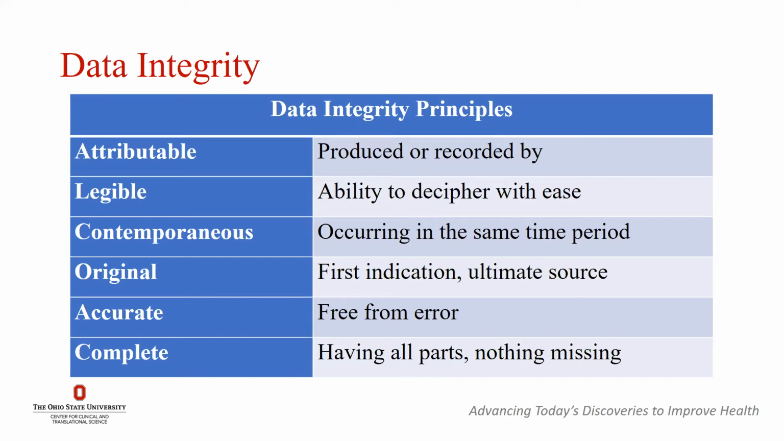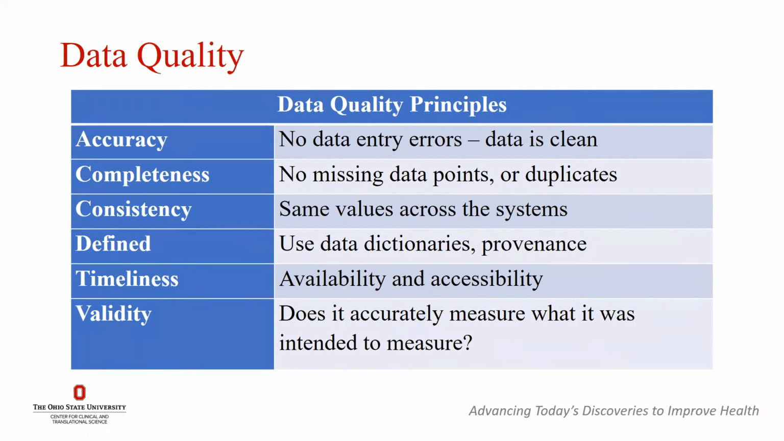So if we look at data quality, you see a lot of the same terms. However, they're a little bit different in their application. So here, accurate is meaning that there are no data errors. Data is clean. So this is an indication that similar terms are being used, that you don't have typos and things like that. Completeness. Are there missing data points? Are there duplications, that a file has been uploaded twice?